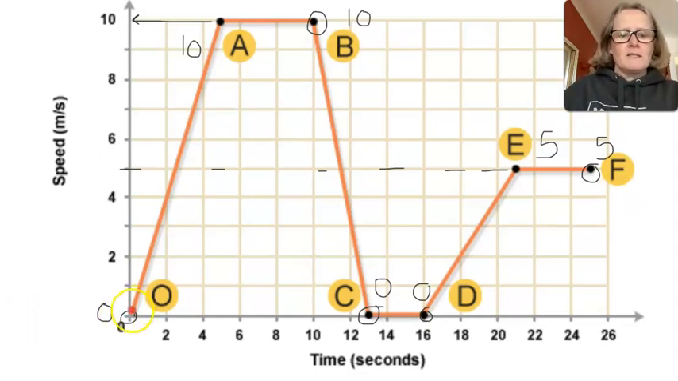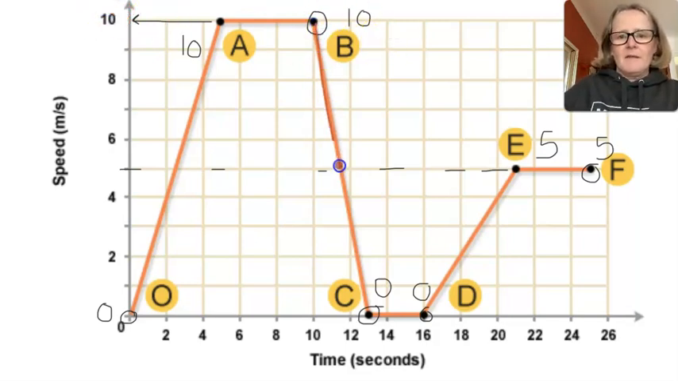So between point 0 and A, so that's here, this person is accelerating. They are getting faster because they start at 0 and they go to 10, and it takes them about 5 seconds to get to 10 meters per second. Then they continue at 10 meters per second until time 10 seconds. So although it's a straight line, they're not standing still. What they are now is at a constant speed of 10 meters per second.